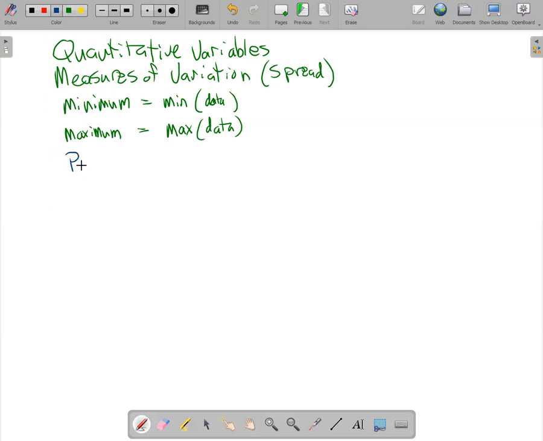Based on the min and the max, we can find what's called the range of the data. And that's just the max minus the min. There isn't a spreadsheet function for range. You have to calculate the min, calculate the max, and subtract them. You could do it in 3 lines like this, or you could do it in a single line, like just the blue part there.